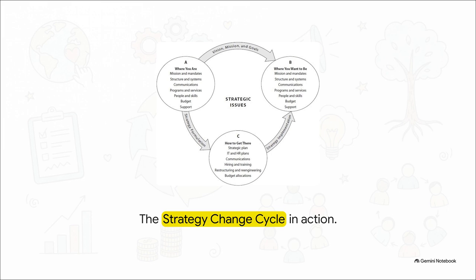B is defining where you want to be, your vision and your goals. And C is formulating the operational strategy to actually get you there. It's not a one-and-done thing, it's a continuous, dynamic cycle that keeps the organization grounded while pushing toward its mission.